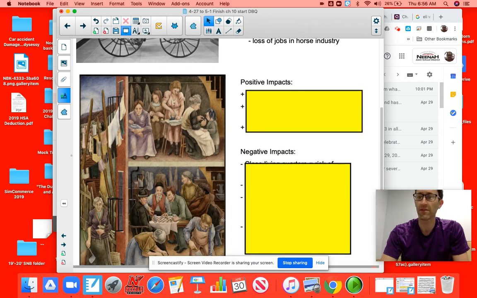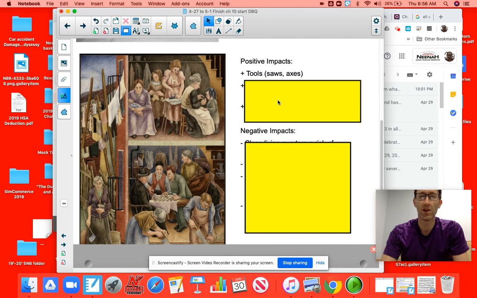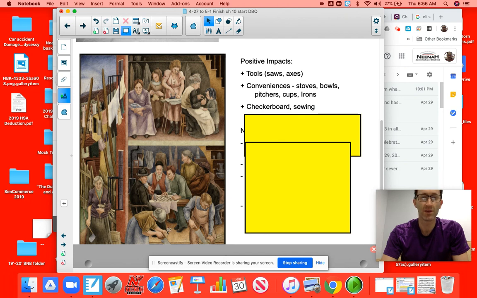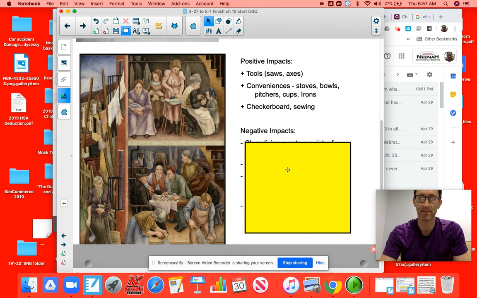Now here you're going to have to look a little more carefully, but very prevalent. Positive impacts. We see people using axes and tools, such as the iron. They are using conveniences like these cups back here, a stove to survive. These are all good things. We see people playing checkers or chess, and a woman here sewing. All conveniences and what would be seen as entertainment. Those are positive things coming out of the revolution. People had access to that stuff.